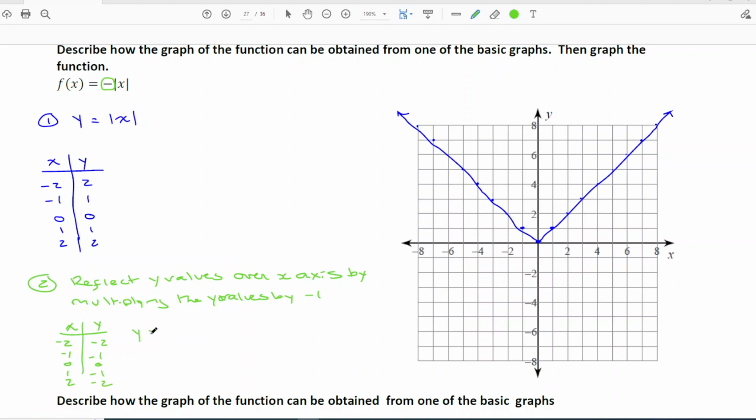Why? Well, because if I put in an x value of negative 2 into this new function, the absolute value of negative 2 is positive, but then that negative is going to make it negative. So this is a transformation on y because it happens after all the operations have happened on x. My new graph is just going to take all the y values and reflect them across the x-axis. So I'm going to get this V shape, but opening down.